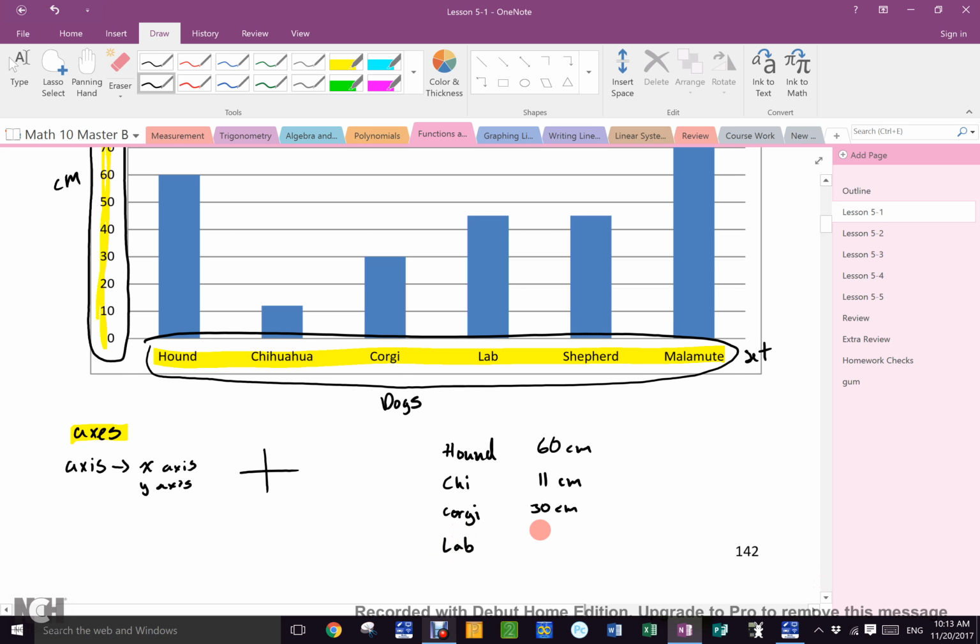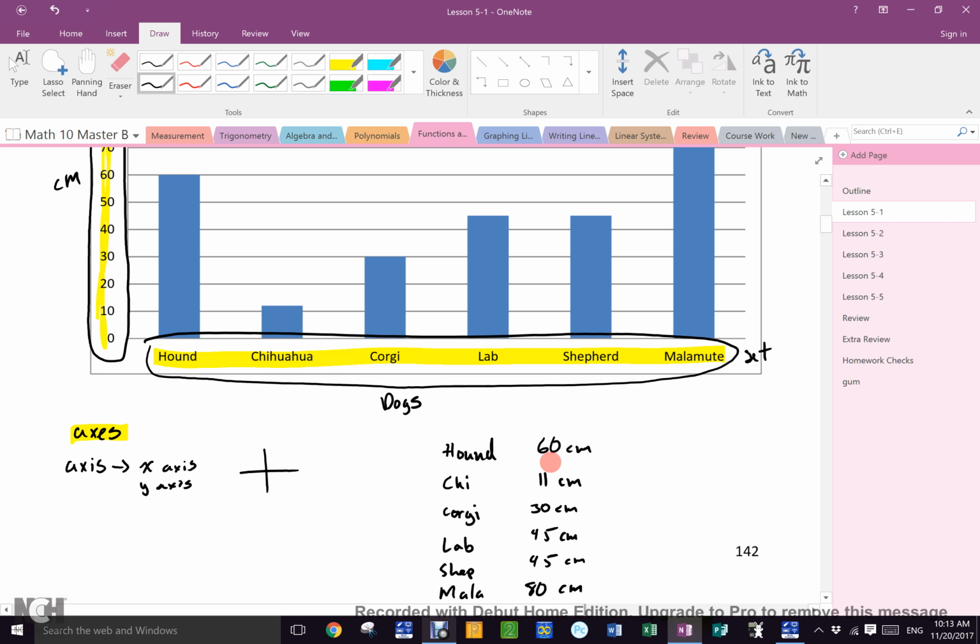And what's next? Lab. How tall is he? 45. What's next? Shepherd. How tall is he? 45. And lastly is the giant, the Malamute, which is a giant dog. How tall is he? 80. Now, is everybody cool? Everybody understands I've got a set of elements, dogs. I have a set of heights over here.